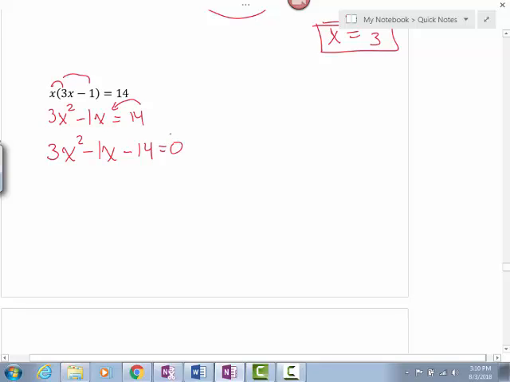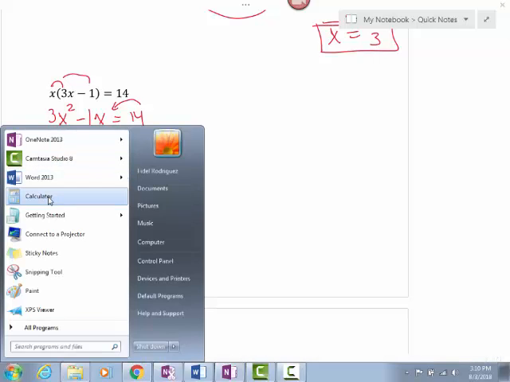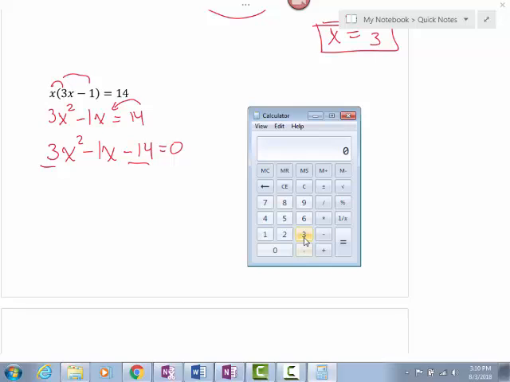So now, I can't use my shortcut here because the number in front of my x squared is not a 1, right? I have a 3. So I still have to do my grouping process. Okay, so let's remember grouping. I'm going to take my calculator and take 3 times negative 14, and we're coming up with a negative 42.